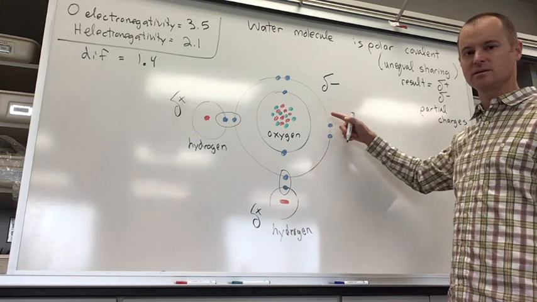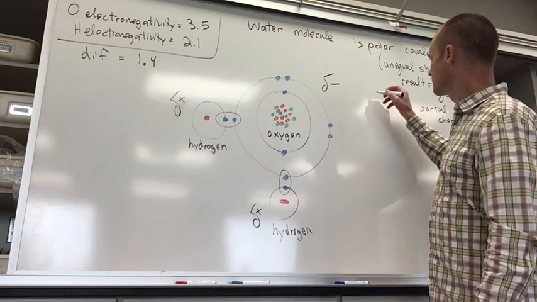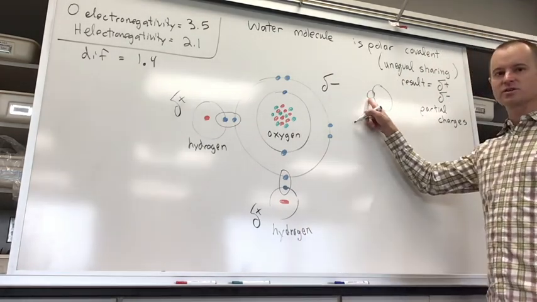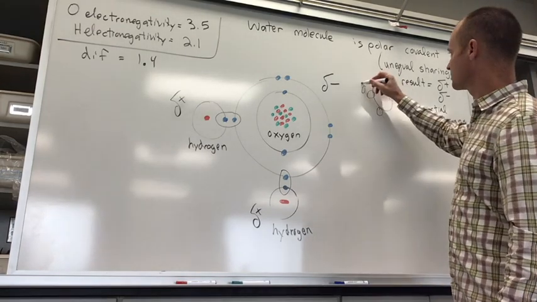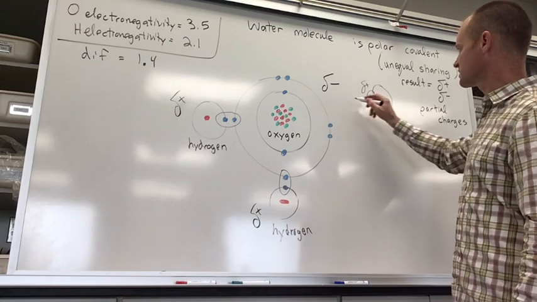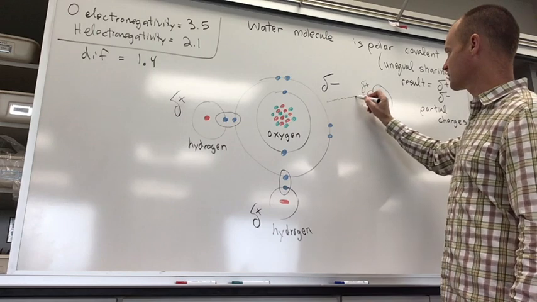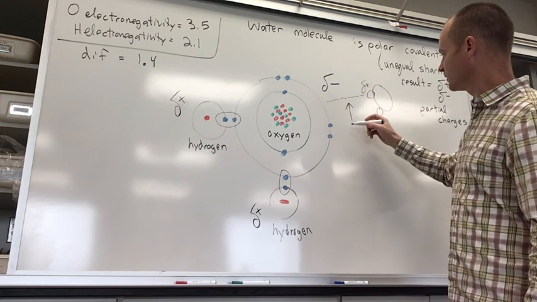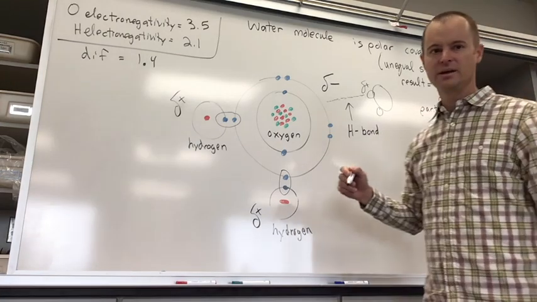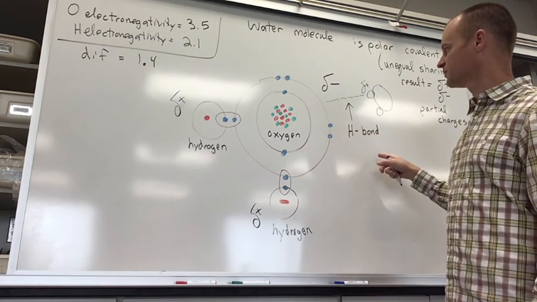be facing this side? Well, if this is negative, and we know opposites attract, we would probably have the hydrogen ends of the water molecule, which are partially positive, facing the oxygen. So this would be the oxygen, hydrogen, hydrogen. And what would occur would be a very weak bond, but a significant bond, called a hydrogen bond. Even though it occurs between an oxygen atom and a hydrogen atom, it's called a hydrogen bond.